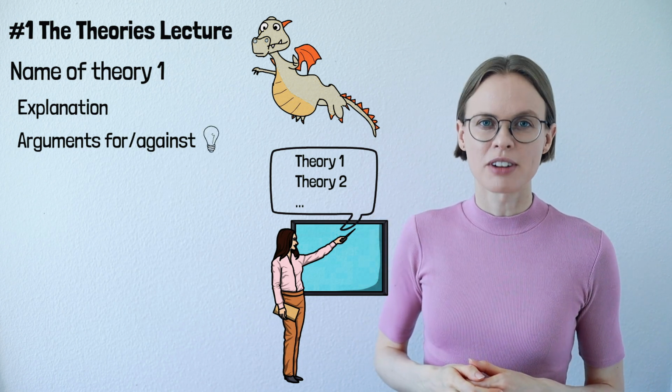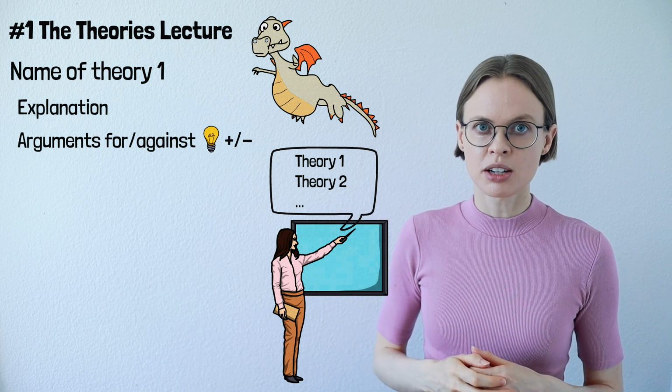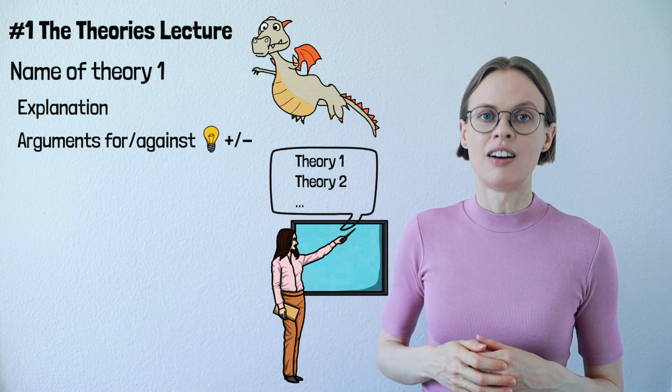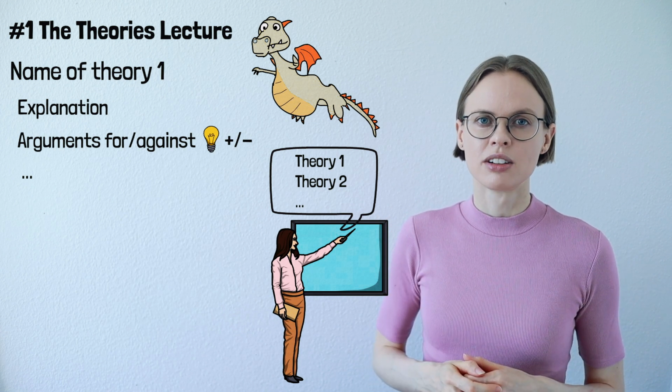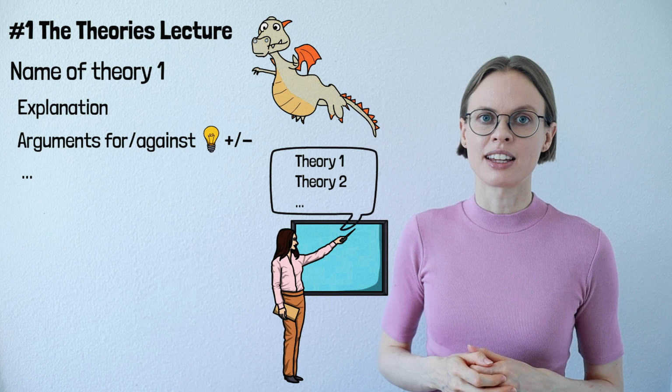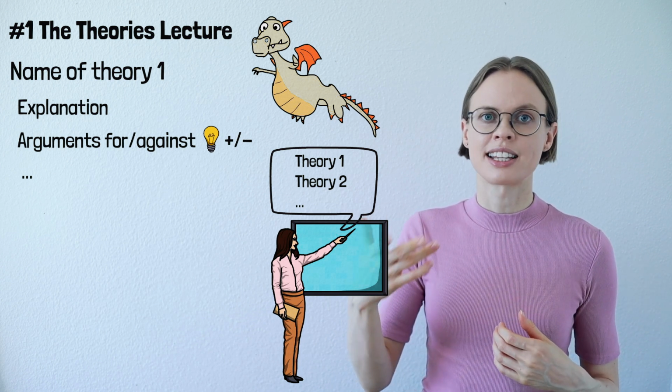I'd recommend writing down a plus for arguments in favor of the theory and a minus for arguments against this theory. If you use such symbols, you don't waste time taking notes, because it doesn't take a lot of time to write down a plus and a minus.